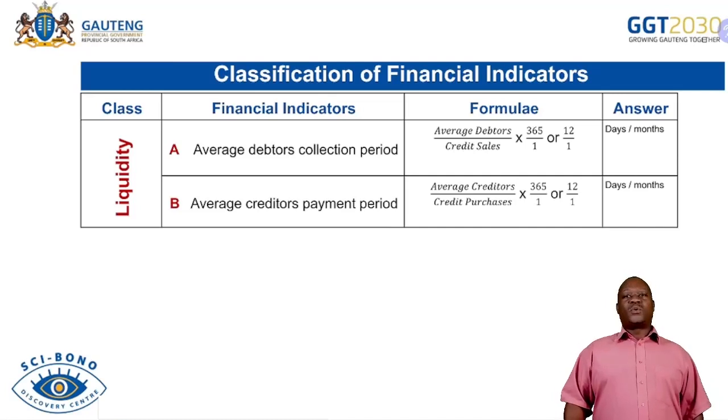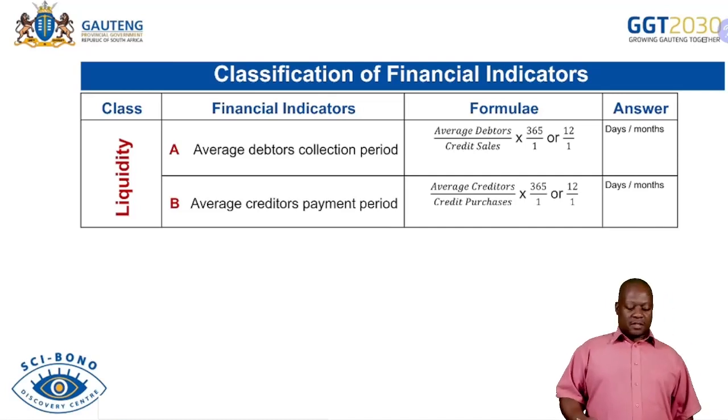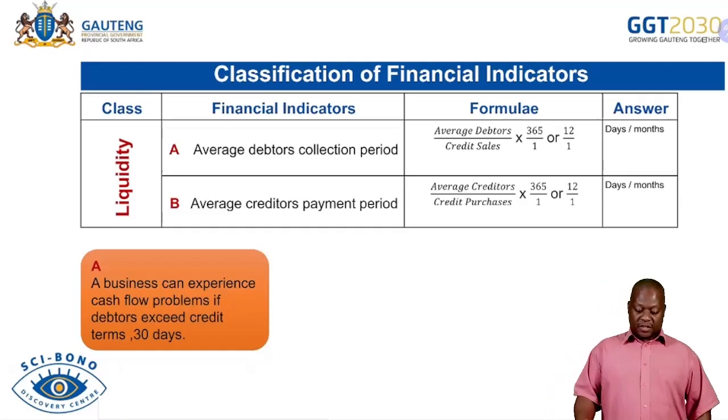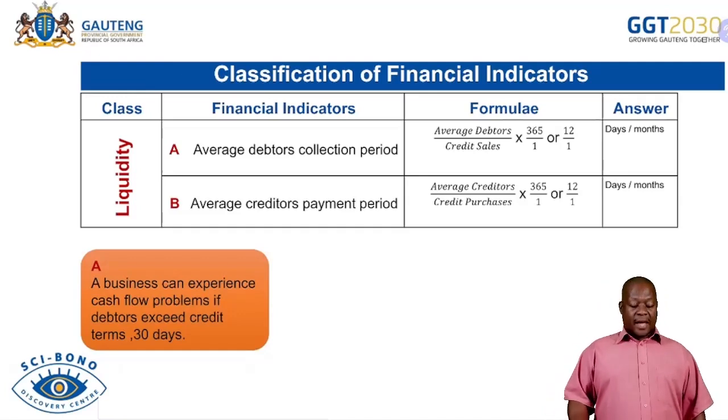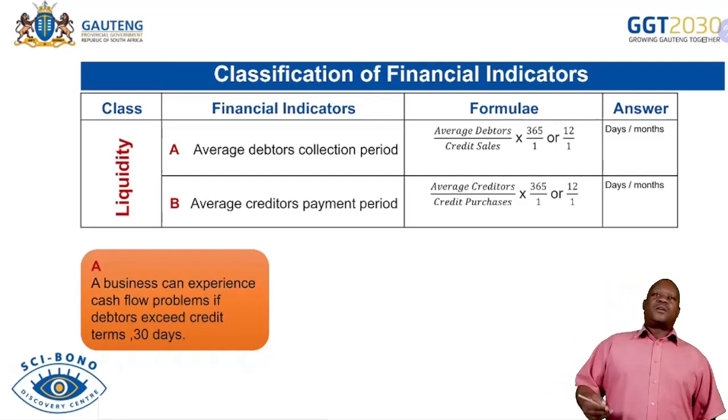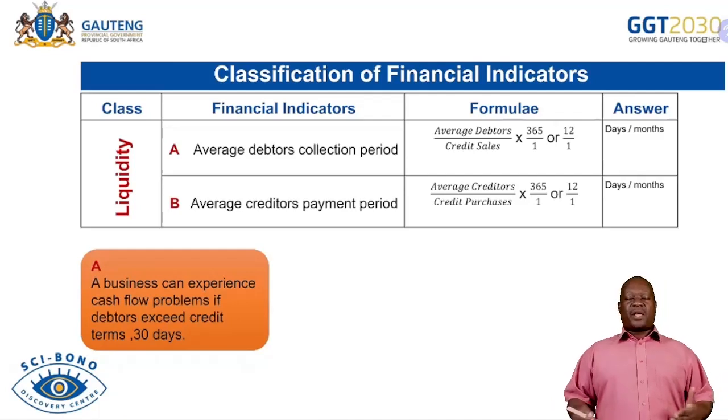Answers to these 2, it's going to be in days. Now, please check what we are saying about the average debtors collection period. A business can experience cash flow problems if debtors exceed the credit term. And usually our credit term is 30 days. We expect all our debtors to have paid us within a 30 day period.